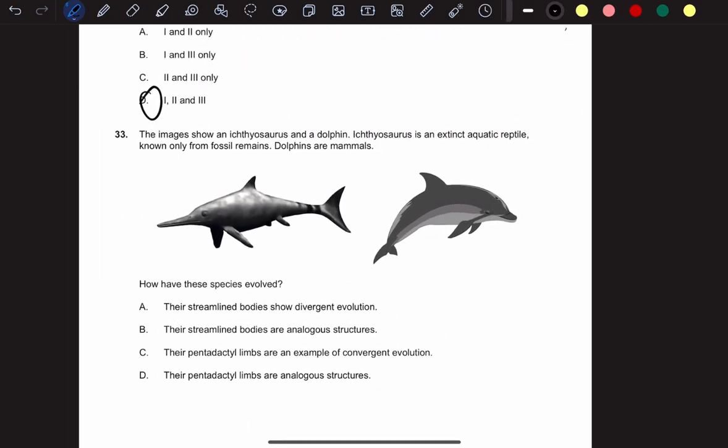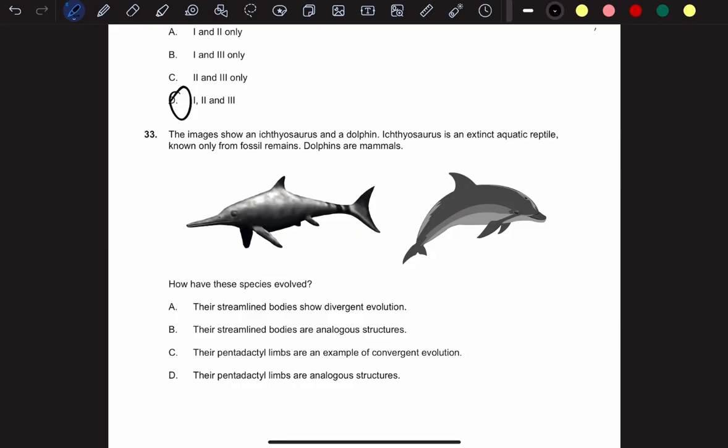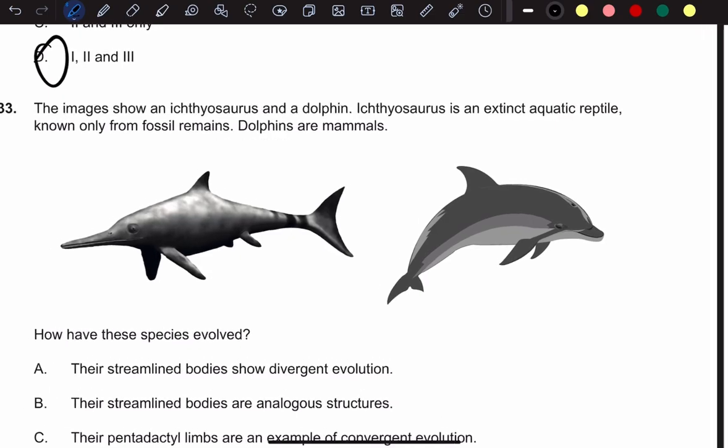The image is showing ichthyosaurus and a dolphin. An ichthyosaurus is an extinct aquatic reptile. I know that from ARK, if you guys play that. Known from fossil remains. Dolphins are mammals. How have these species evolved? Interesting question. So we have the two pictures of them there.